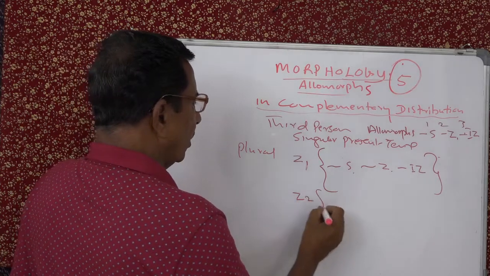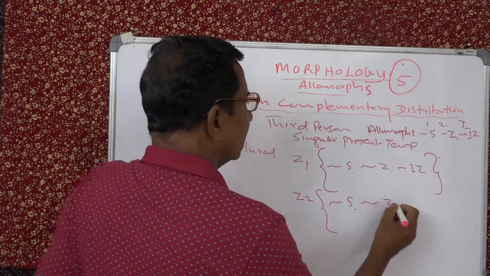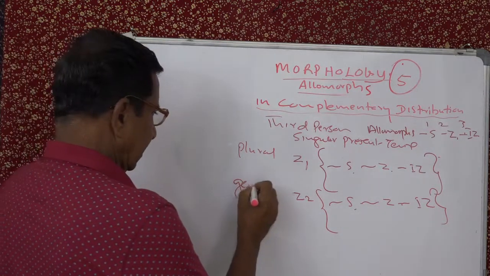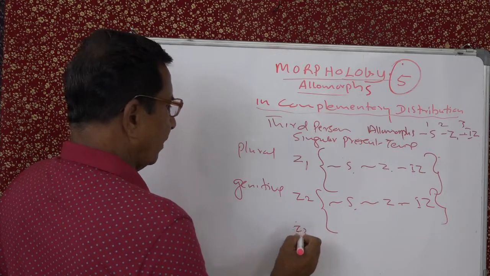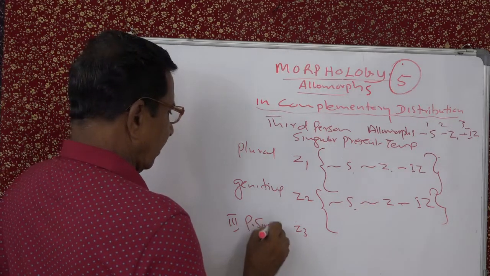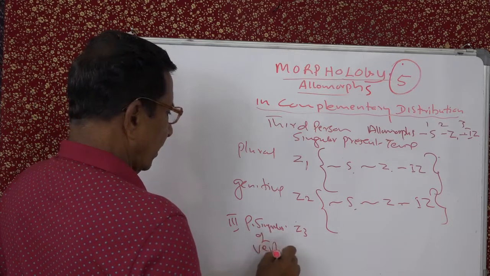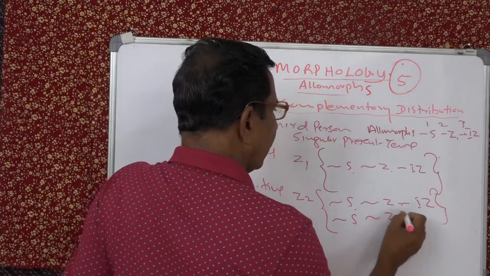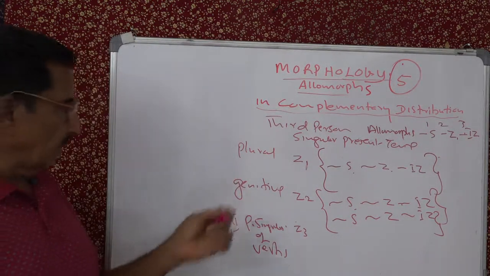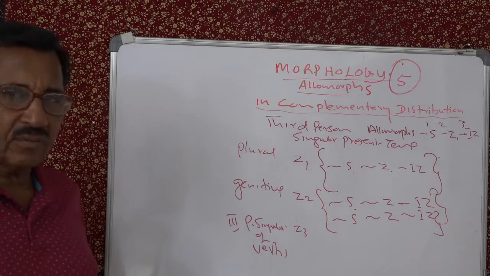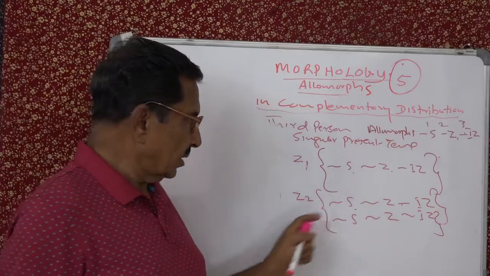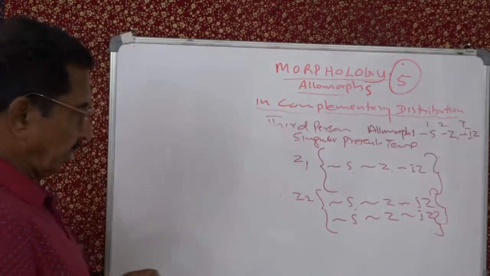Z2 again same: S, Z, and is. Z2, that is genitive. Z3, the third person singular of verbs. You have got the same is. That is double bracket. So even without writing plural, this means Z1. Z1 is plural. So you need not say plural and so on. Z1 plural. Z2 genitive. Z3 and D1 is past tense.